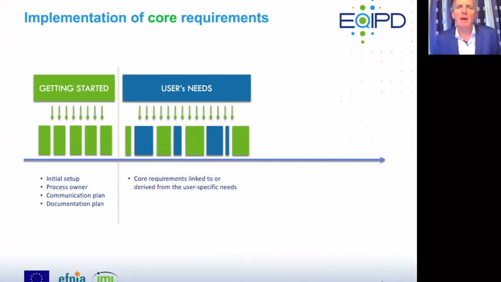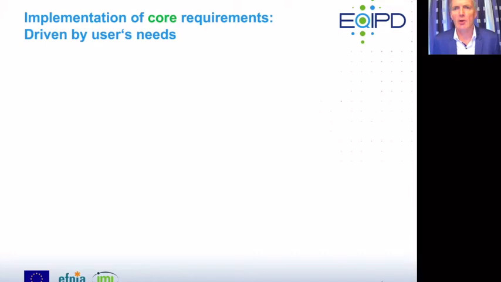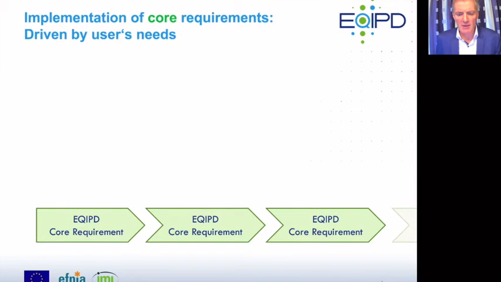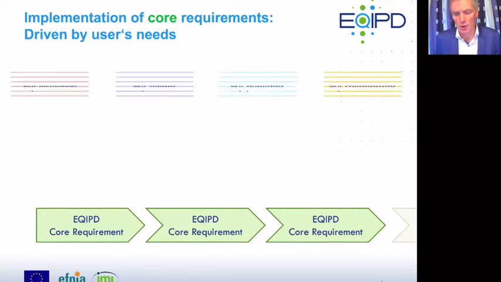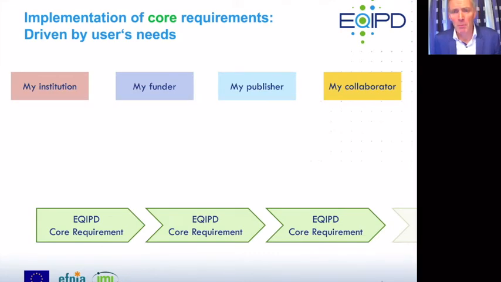What do we mean by these user needs? This concept is central to the equipped quality systems philosophy. Let's say you're looking at a list of core requirements and you don't know where to start. Yes, of course, you can address them in alphabetical order or start randomly, but we suggest a different and a less burdensome approach. We suggest starting by reviewing what your institution, your funder, your publisher, your collaborators expect of you, or you anticipate they may expect in the near future.